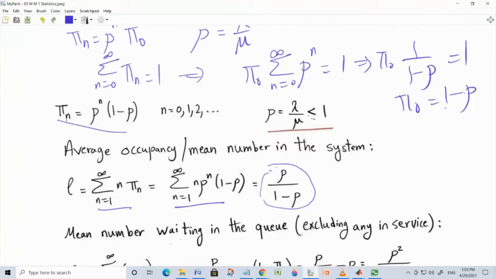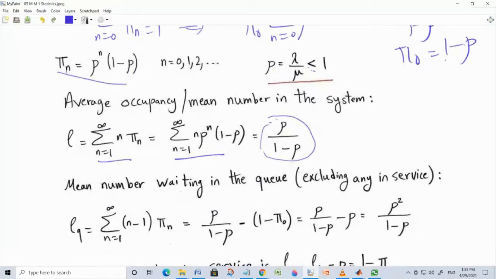Now you may be interested in the average number of people waiting. So basically, if the state of the system is 5, there are 5 customers. We have one server in our model, and so one of the 5 is being served and the others are waiting. Perhaps you are interested in the average number waiting.